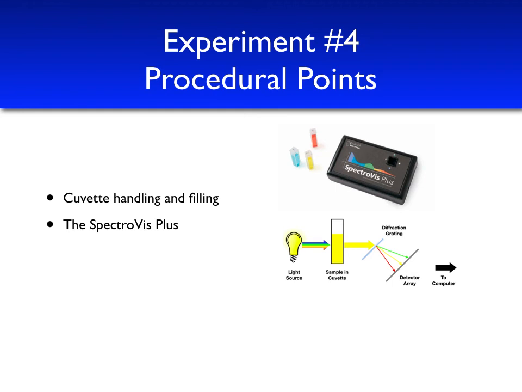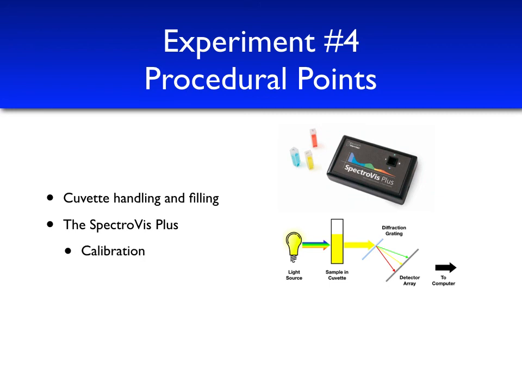The light that is transmitted by the solution will then hit what's called a diffraction grating, which is a little piece of plastic or glass that has ridges in it. The ridges help to bend the transmitted light so that we can see the different wavelengths that make it up. These wavelengths of light will then hit a detector array that consists of 650 elements that help us to detect the different colors. This information will be sent to the computer and a spectrum will be collected.